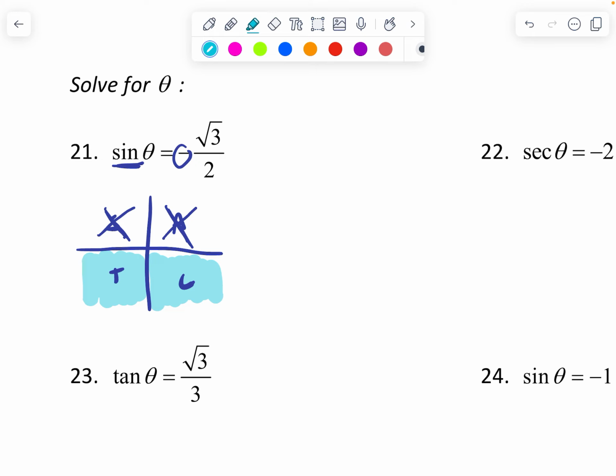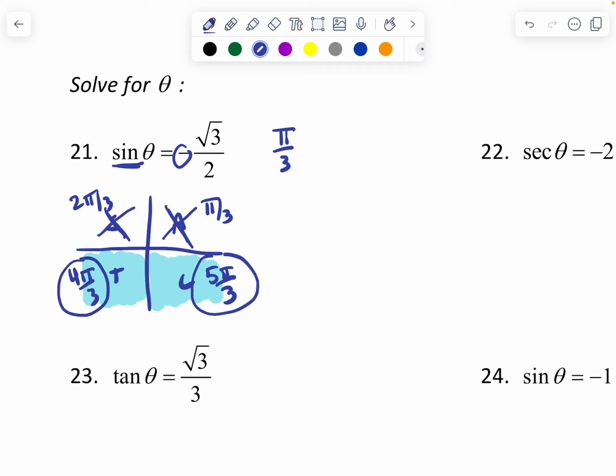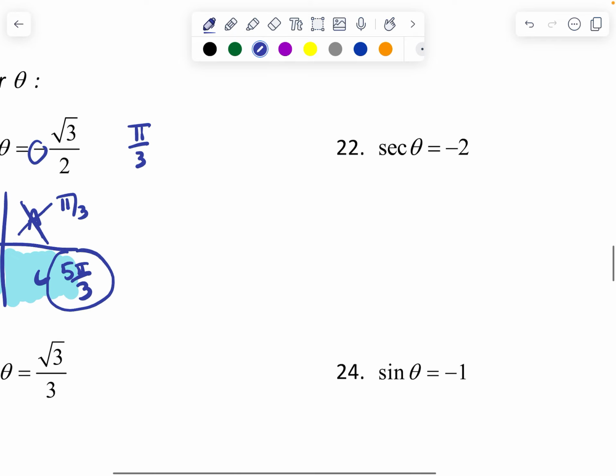And then, you guys, if you look at your little chart and ask yourself, okay, where is sine equal to radical 3 over 2? That's going to happen at pi over 3. So if I count by those pi over 3s, I'm going to get pi over 3, 2 pi over 3, 4 pi over 3, and 5 pi over 3. And look, your answers are already highlighted. So it's going to be 4 pi over 3 and 5 pi over 3 because it has to live in quadrant 3 and 4.